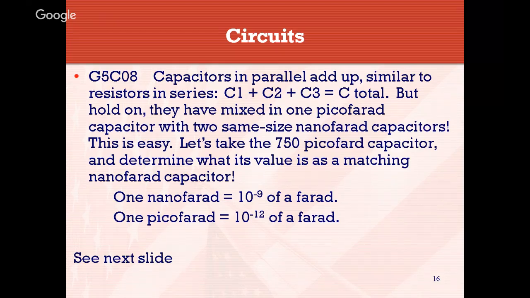One thing to note is that in this particular question, they've mixed one capacitor that's a picofarad capacitor with two same size nanofarad capacitors. But it's not as difficult as you think. So you take a look at the 750 picofarad capacitor and determine what its value is as a matching nanofarad capacitor. And to understand this is to understand the difference between pico, or pico, some people pronounce it either way, and the difference between a nano value.